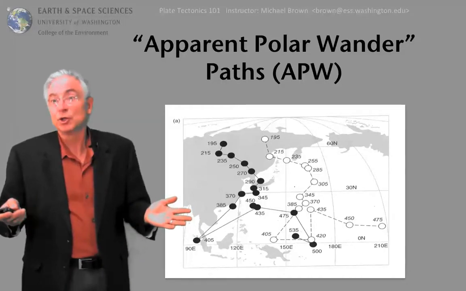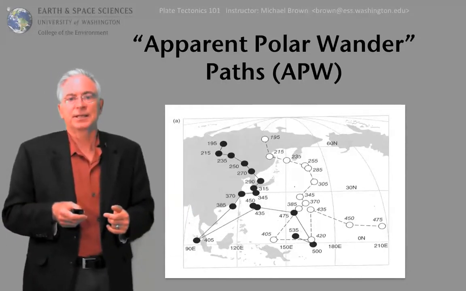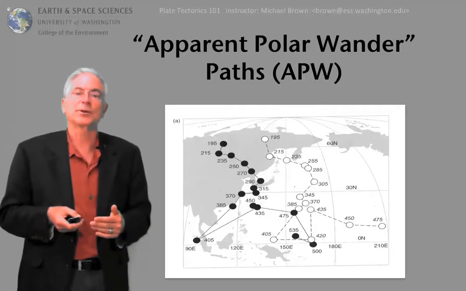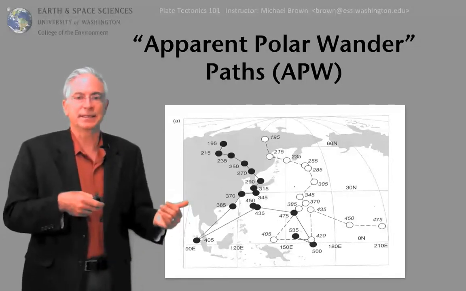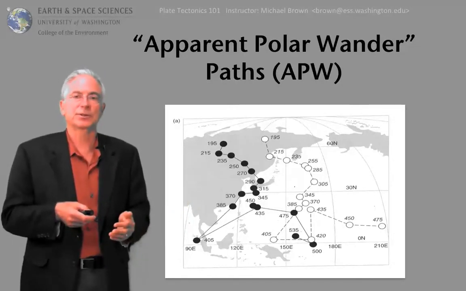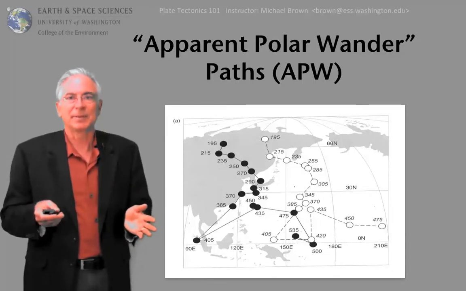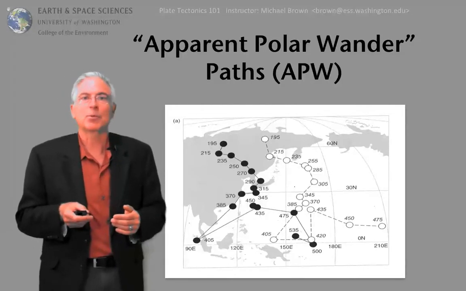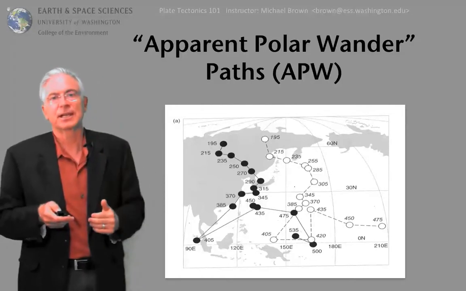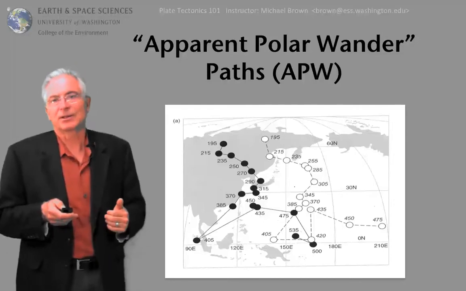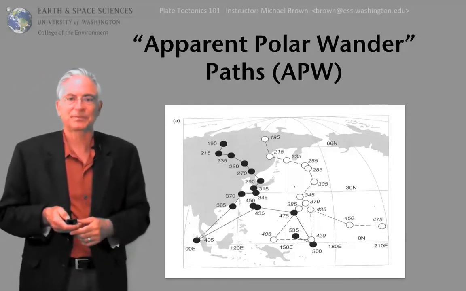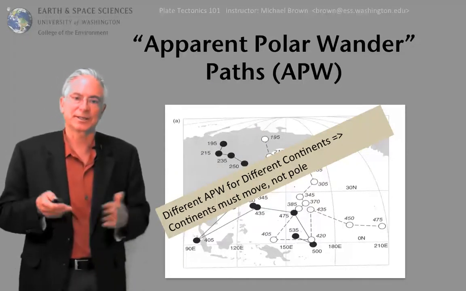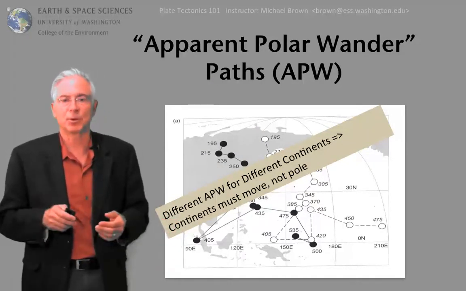This graph here shows that, in fact, this is the case, that the apparent polar wander curves for Europe are different than the apparent polar wander curves for America. One in open circles, the other in dark circles. So, in fact, this paleomagnetic evidence showed that continents moved and magnetic poles stayed relatively fixed along the axis of rotation. So there it is. Different apparent polar wander curves for different continents imply the continents must move, not the poles.